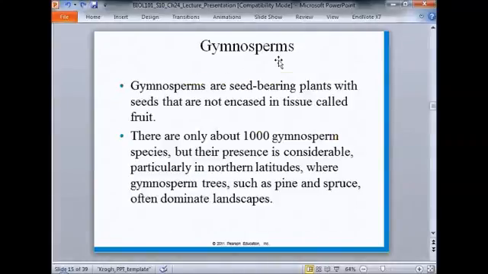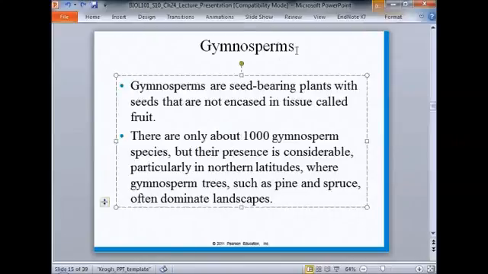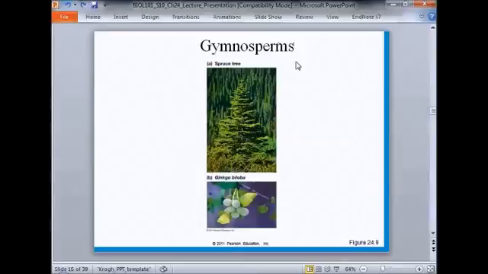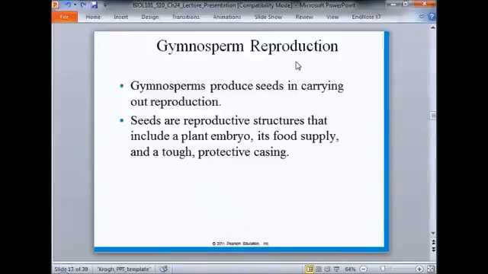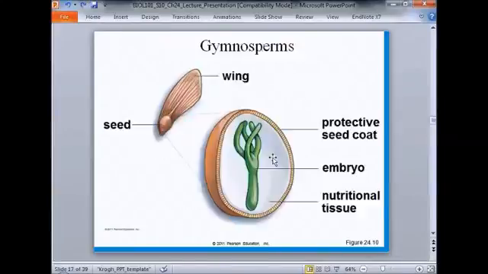You know these as pine trees. There are only about 1,000 species of these, but we see them dominating whole landscapes. For instance, if you drove north of here, you'd start off in a temperate deciduous forest, which are trees that lose their leaves. That's mostly what you're going to see. And eventually, as you head toward Canada and into Canada, you'll get whole forests of pine trees. You guys know what a pine tree looks like. Gymnosperms produce seeds. Seeds are obviously reproductive structures that include a plant embryo and a supply of food and a tough protective casing. And so here's an example of the seed with the nutritional tissue.